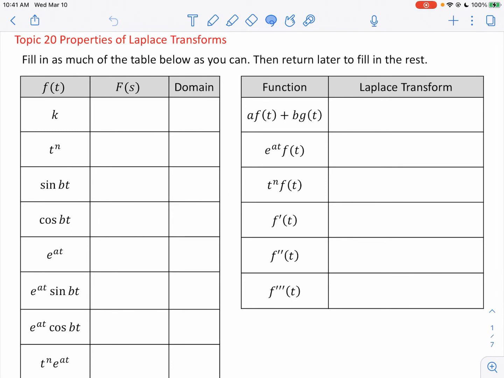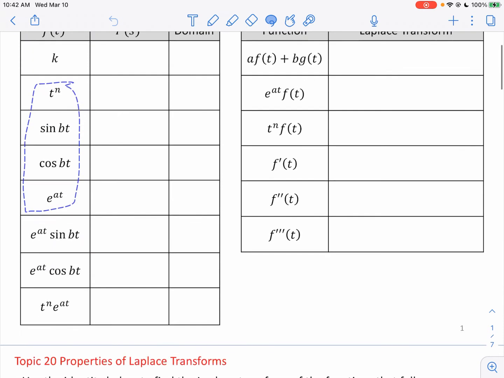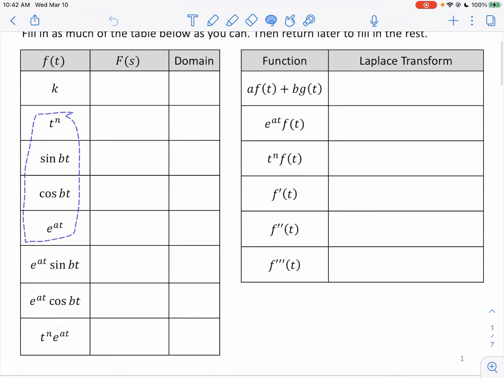Now we're going to be able to fill in these entries of the table. We haven't yet thought about what the Laplace transform of a constant function is. We can do that here rather quickly, and then we're going to use our last lecture on topic 19 where we did these 4, and so we're going to refer back to our notes from that topic to fill in this part of the table. The rest of the table we'll be able to fill in following today's topic. So now let's talk about if your function is a constant.